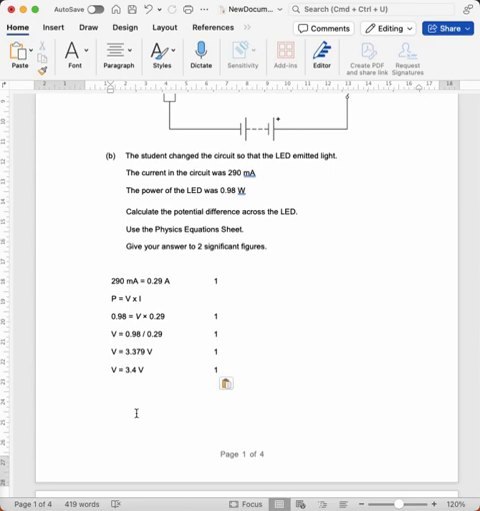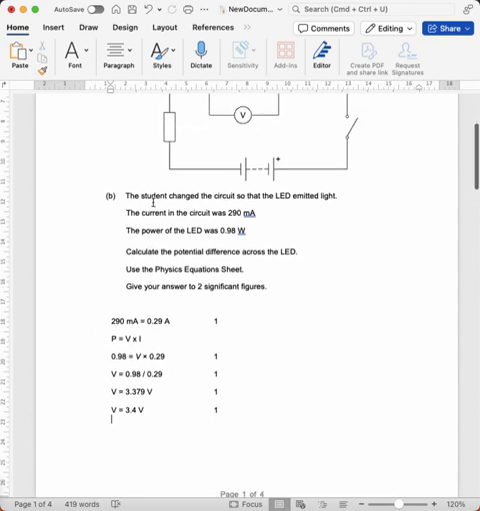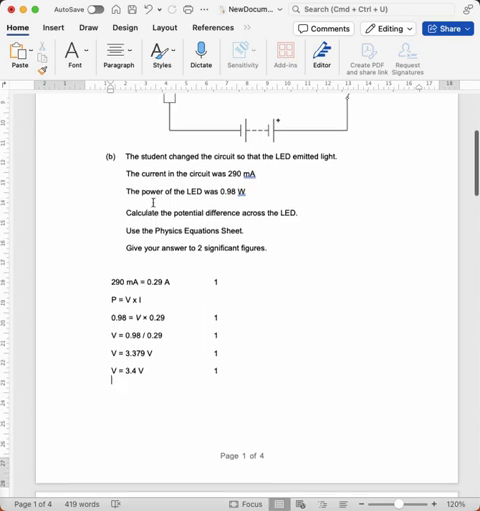Right, key bits that people tend to miss out: not converting this. Okay, so not converting your milliamps to amps. And the last bit, not putting it into 2 significant figures. Right, as long as you can rearrange and you read the question properly, that's a nice easy 5 marks. Okay.